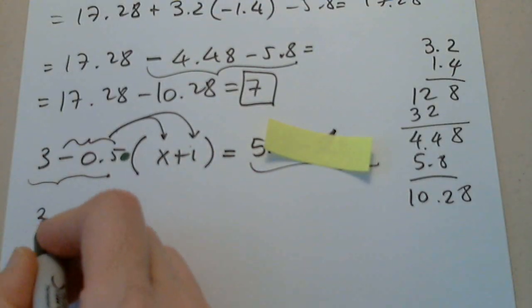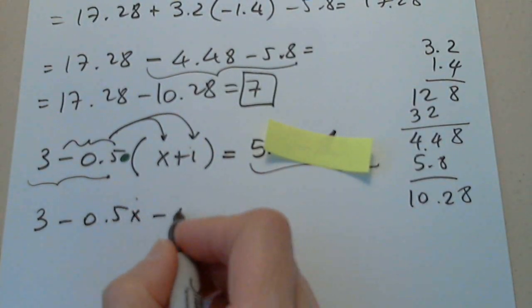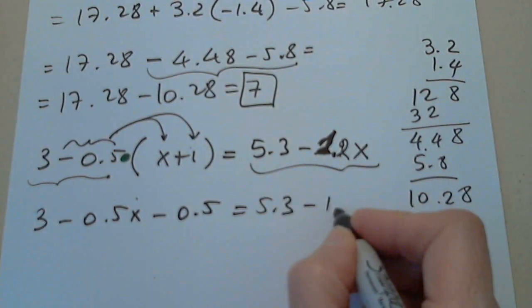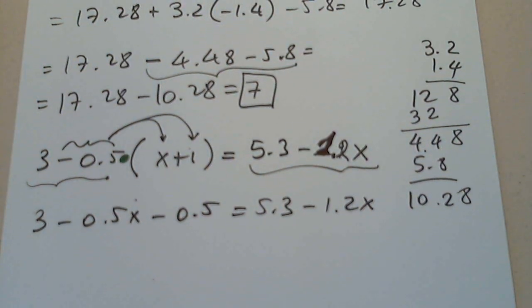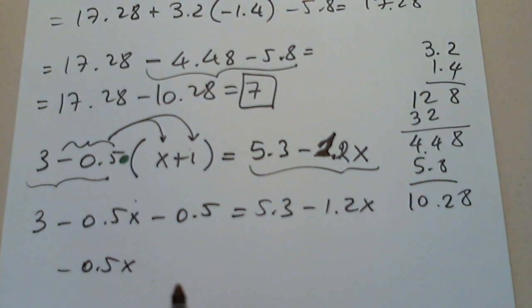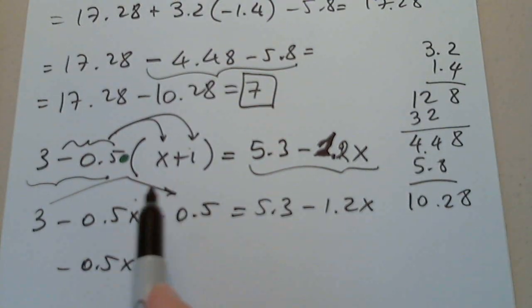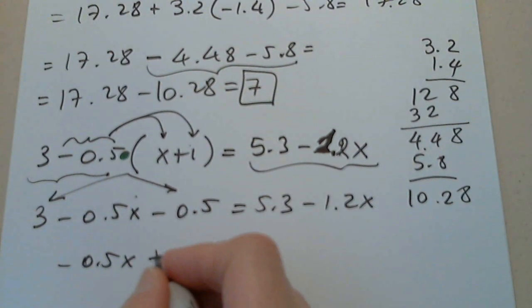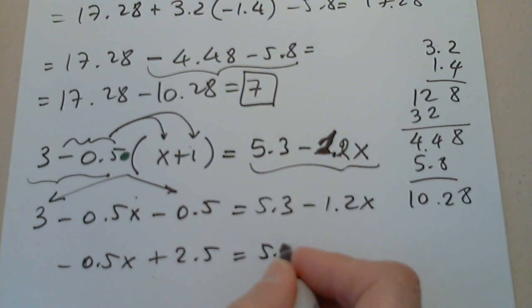Good. So we have 3 minus 0.5x minus 0.5 equals 5.3 minus 1.2x. Is this okay so far? We still have to clean it up. The negative 0.5x stays, but I have to perform this operation. 3 minus 0.5 is indeed 2.5.